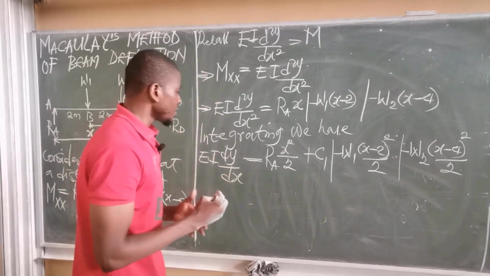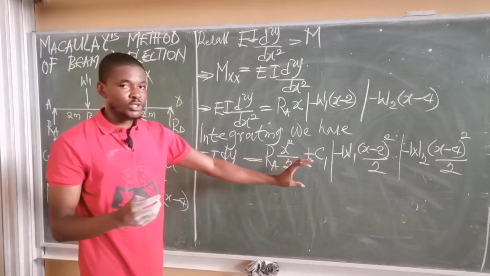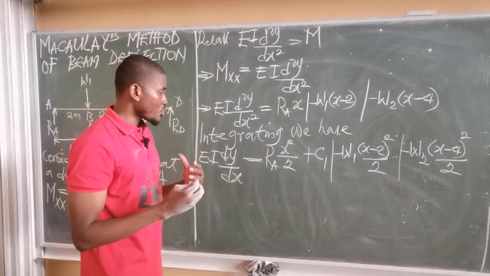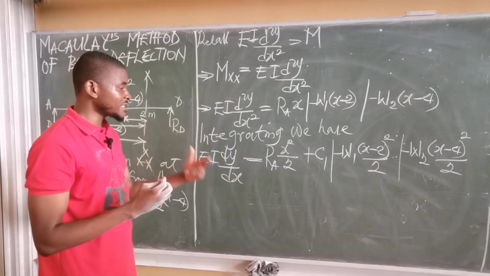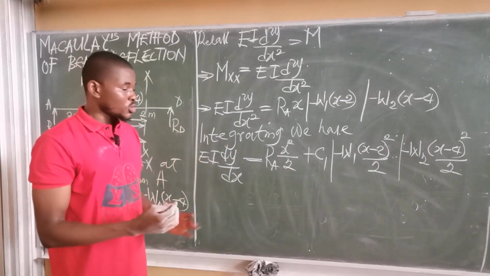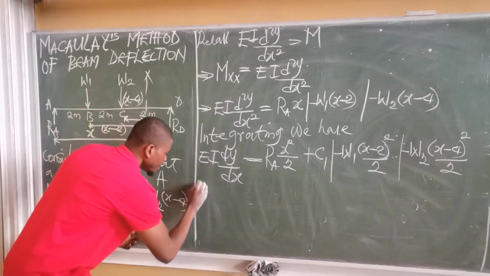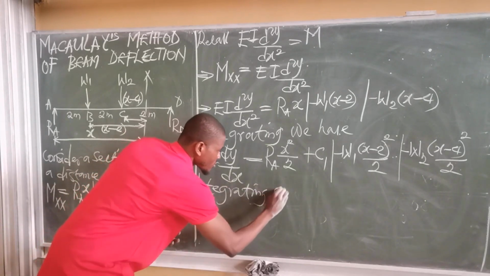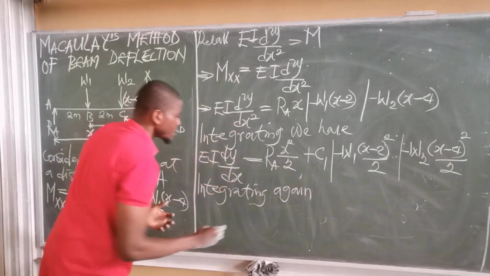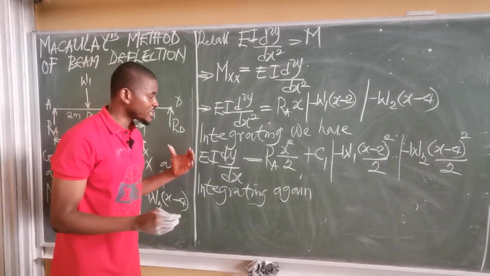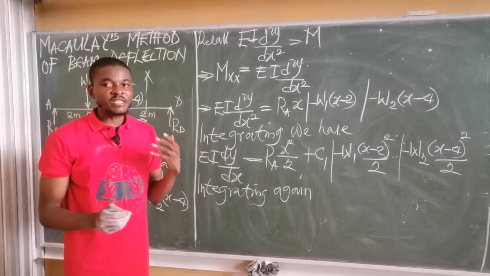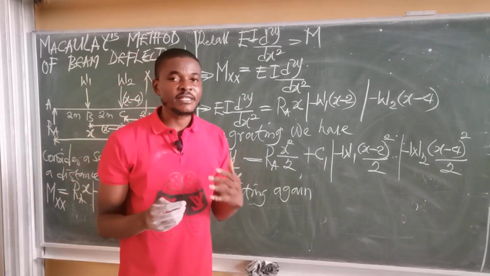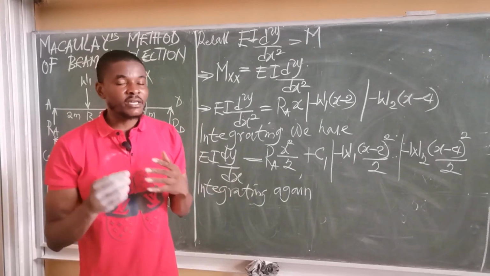Now, this is called the slope equation. Of course, we have a constant there, so we can always look for a way to find the constant. But then again, we still need to integrate again to obtain the deflection equation. So if we integrate again, we want to integrate dy dx. If we integrate dy dx, we are simply going to obtain y.